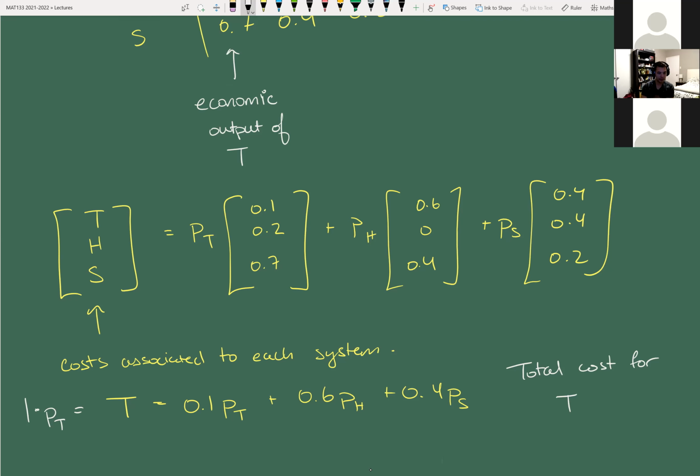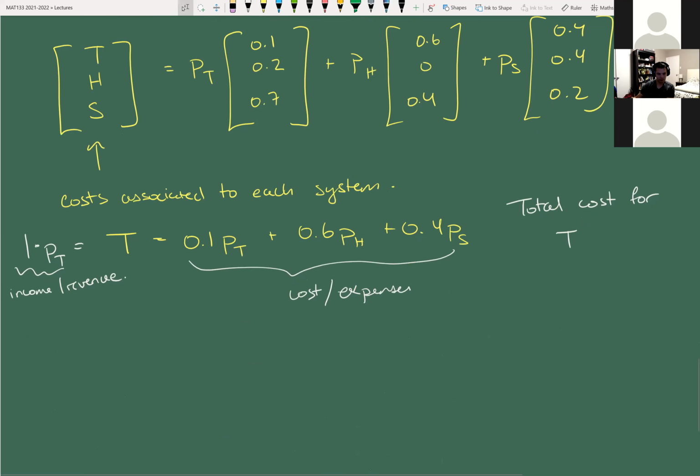Right? So the income is 100% of your economic production times your price, right? That's your revenue. So this is your cost slash expenses. This is your income slash revenue. Does that make sense?